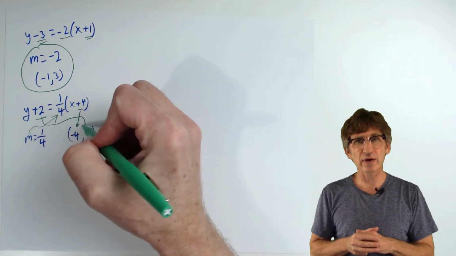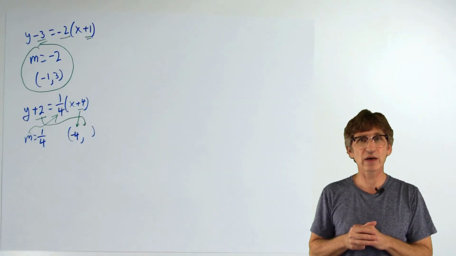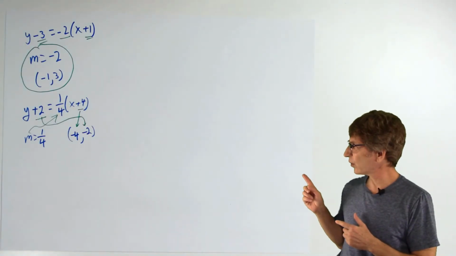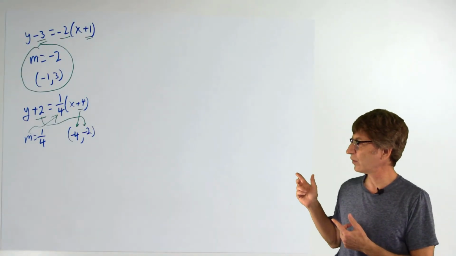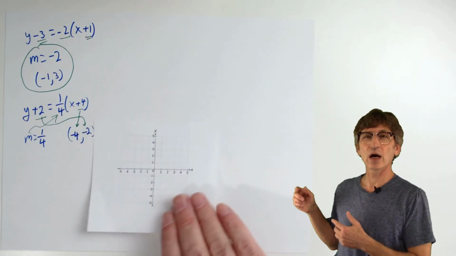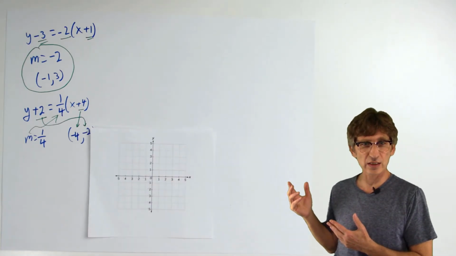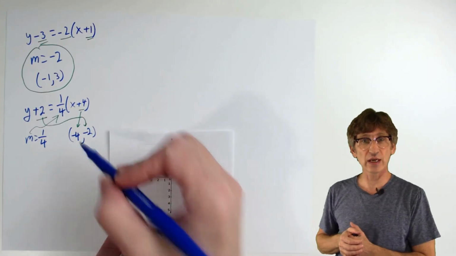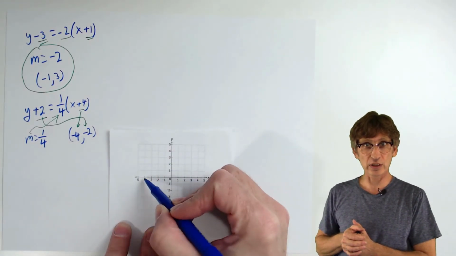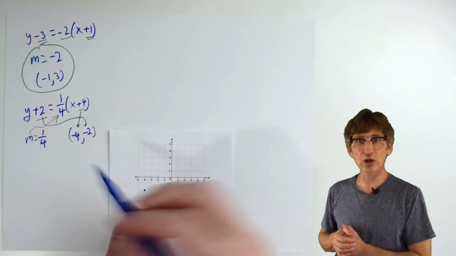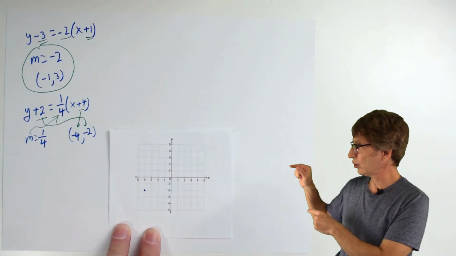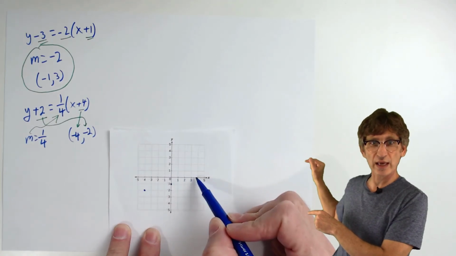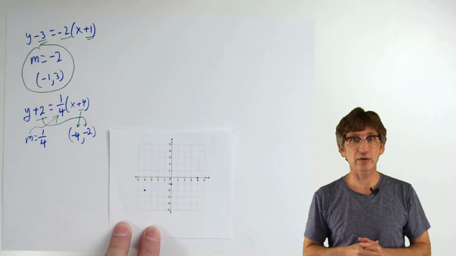Same thing with the y value. y plus 2 means the y value is negative 2. So we have this ordered pair, negative 4, negative 2. We have a slope of 1/4. Now, on the coordinate plane, we can start at the ordered pair we pulled out of the equation, negative 4, negative 2. So we put a point there. Then we use the slope, 1/4. Up 1 over 4, up 1 over 4. And we can do that as many times as we'd like until we can draw an accurate graph.